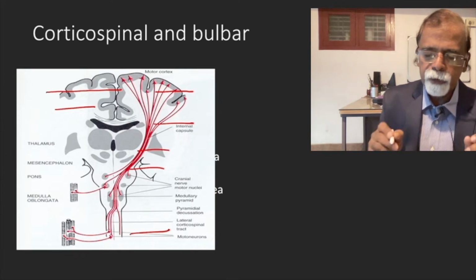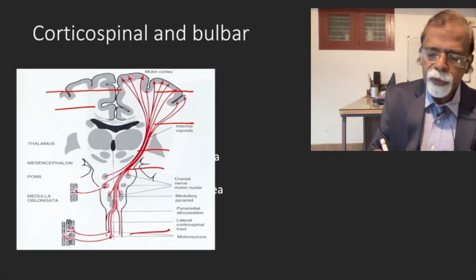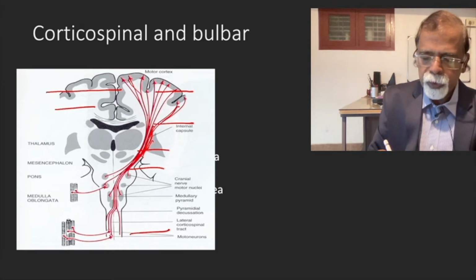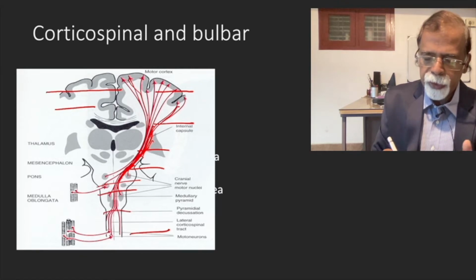As the name itself denotes, it arises from the cortex, it passes through the corona radiata, then the internal capsule, it comes down, it passes through the brainstem, that is the midbrain, the pons, and finally reaches the medulla. In the medulla, it crosses over to the opposite side, and that part is called the medullary pyramids.